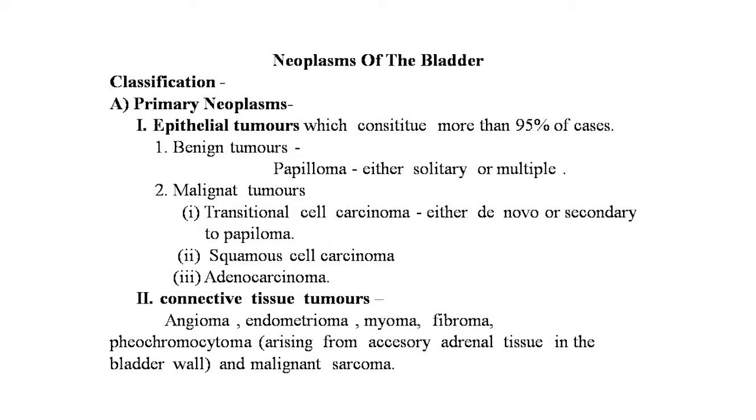In the primary neoplasm, the second part is the connective tissue tumors: angioma, endometrioma, myoma, fibroma, pheochromocytoma, arising from the accessory adrenal tissues in the bladder wall, and malignant sarcoma.